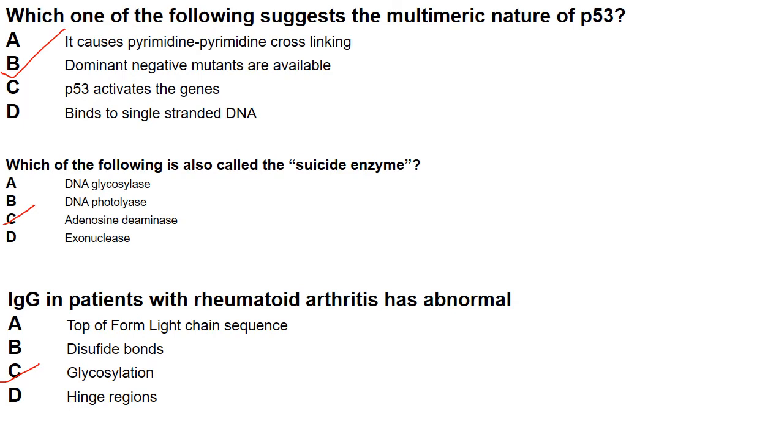Then which of the following is also called suicide enzyme? So, it is adenosine deaminase. Answer is option C. Then IgG in patients with rheumatoid arthritis has abnormal glycosylation in case of rheumatoid arthritis people.